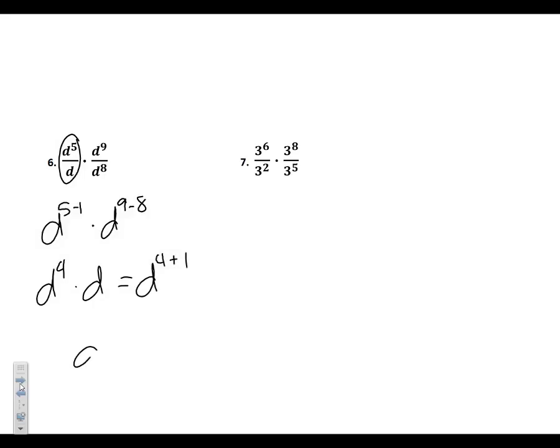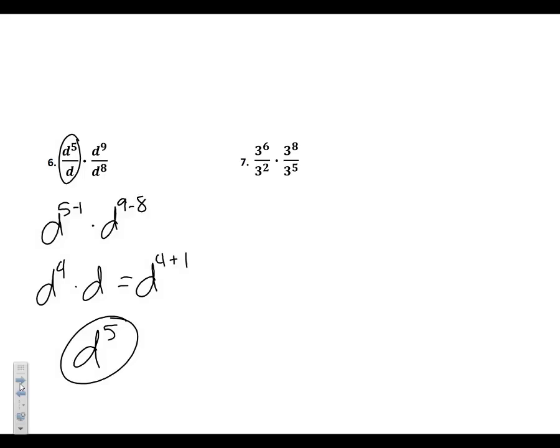It's okay. So I'm going to take this and do the division first. I'm going to go d to the 5 minus 1, because remember, the exponent is 1 when you don't see it, times d to the 9 minus 8, which gives us d to the 4th, times d, which when we add them, d to the 4 plus 1 gives us d to the 5th. Outstanding. So, ladies and gentlemen, moving right along to the next one.